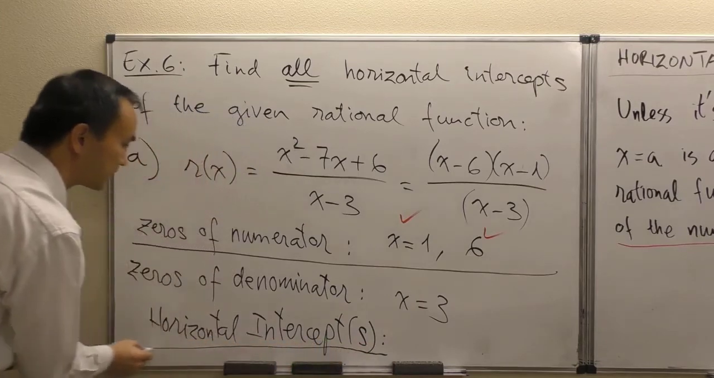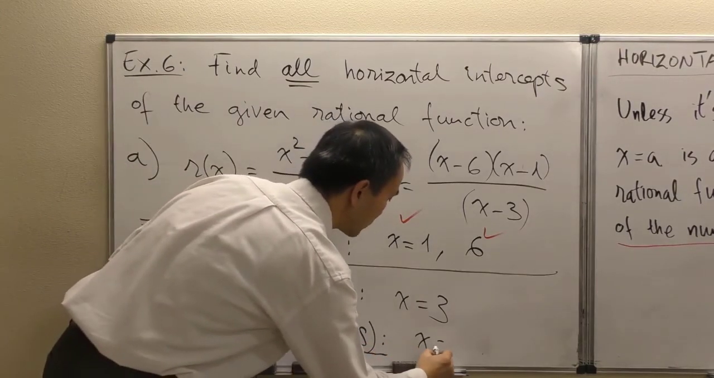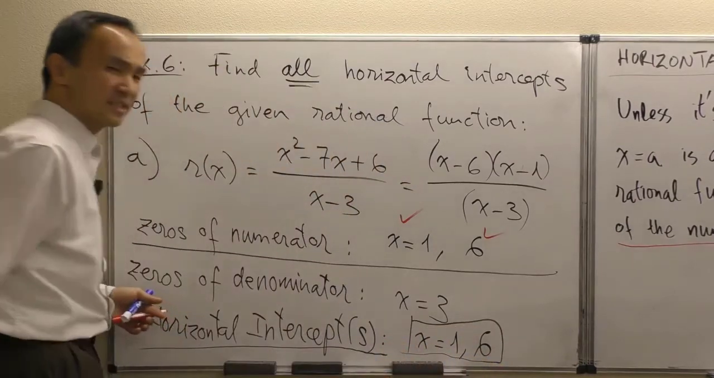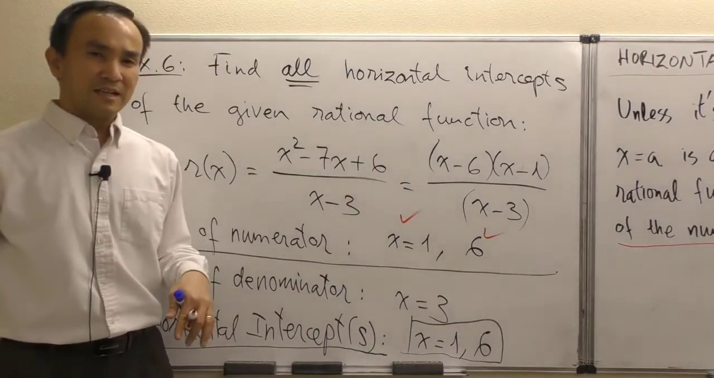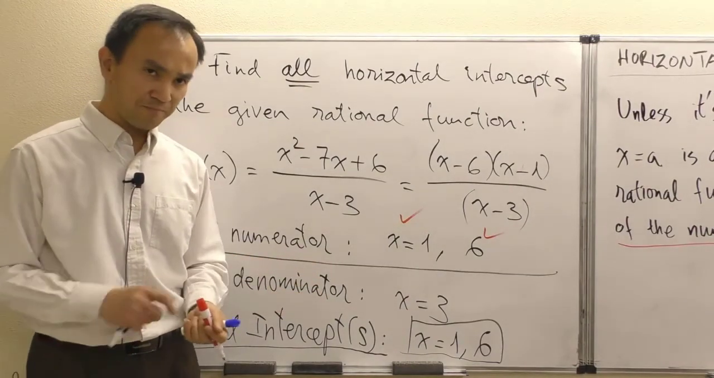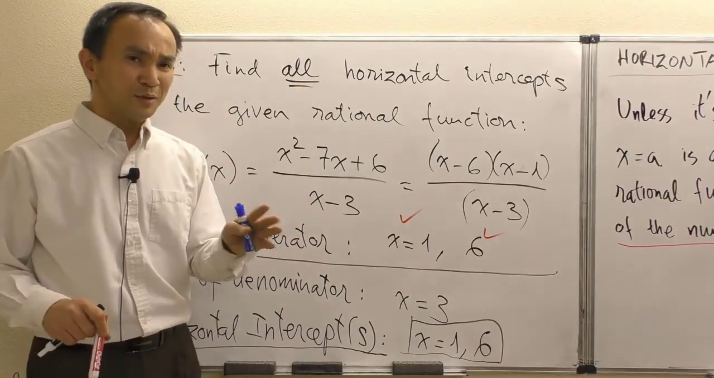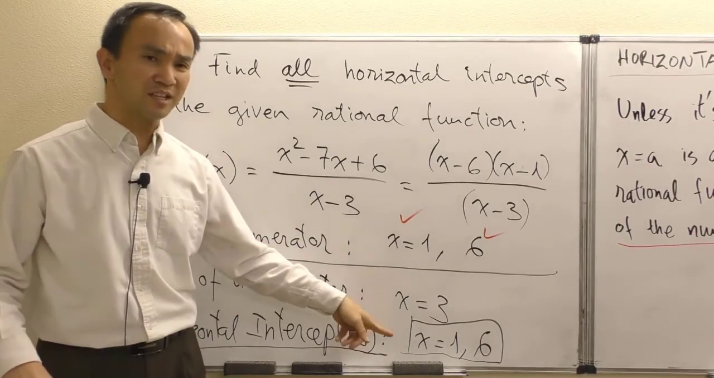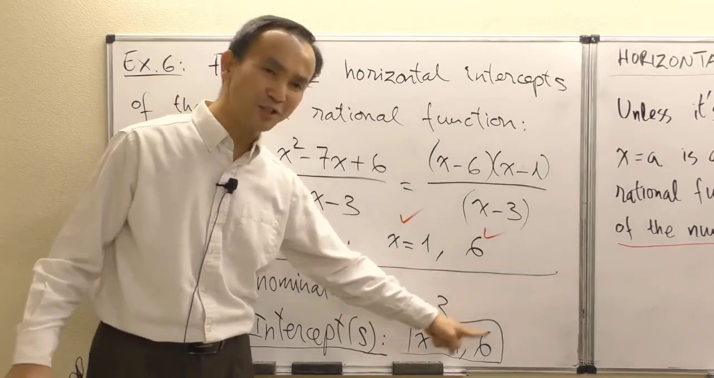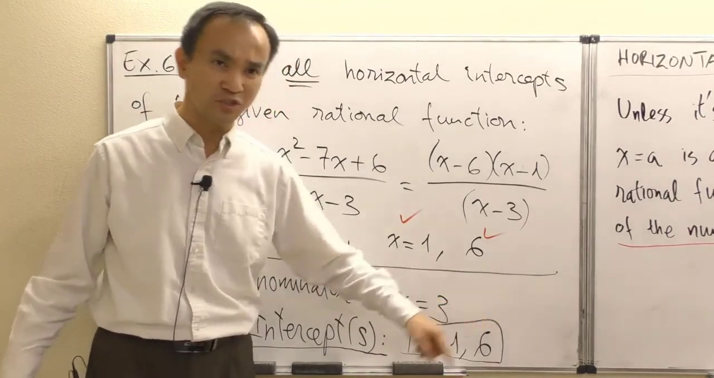All right, we found x equals 1 and x equals 6. I believe I said this in some of the earlier lectures, but it doesn't hurt to repeat again. When it comes to horizontal intercepts, it is a tradition that we only need to list the x value. So here there are 2 x values, x equals 1 and x equals 6.